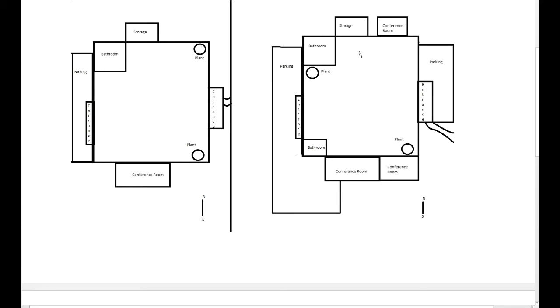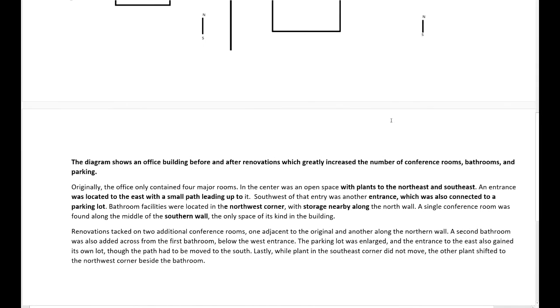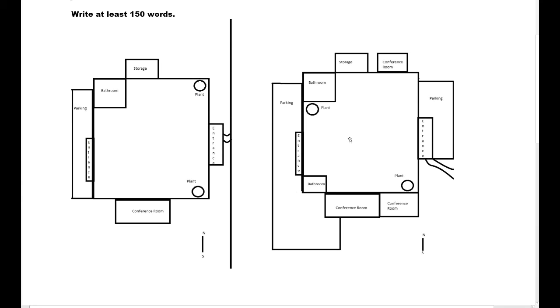So we have a conference room here, conference room here. Did we mention their locations? One adjacent to the original. Okay. Another along the northern wall. So I'm really using these directions. I think that's helpful in a diagram like this. You know, north, west, south, east, making sure you use those. I think that can be helpful. So we mentioned where the 2 conference rooms are, one adjacent, one to the north. Okay.